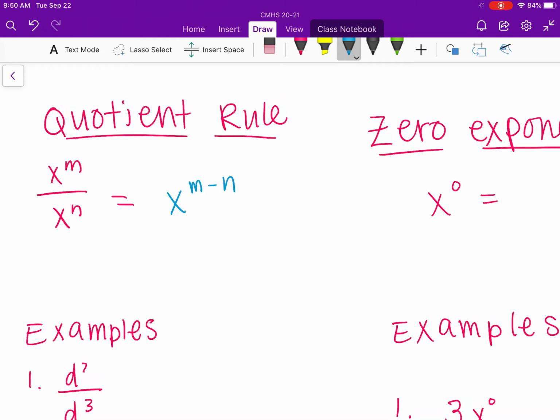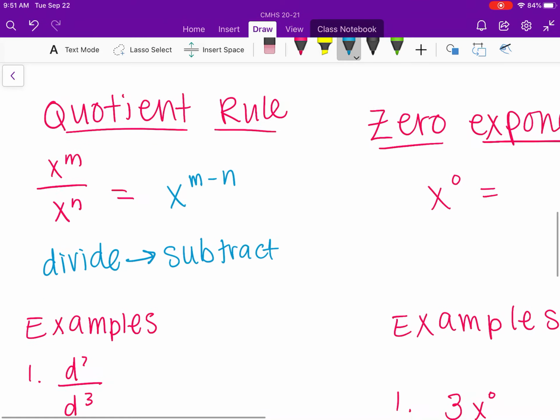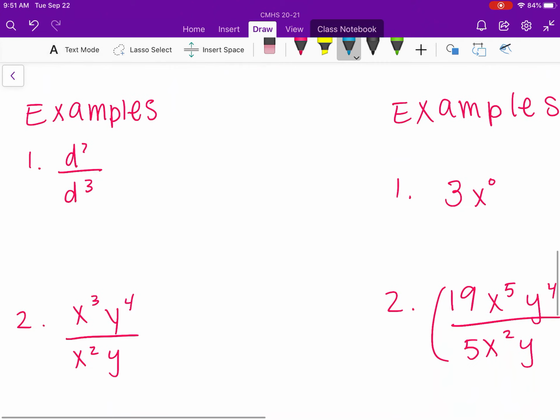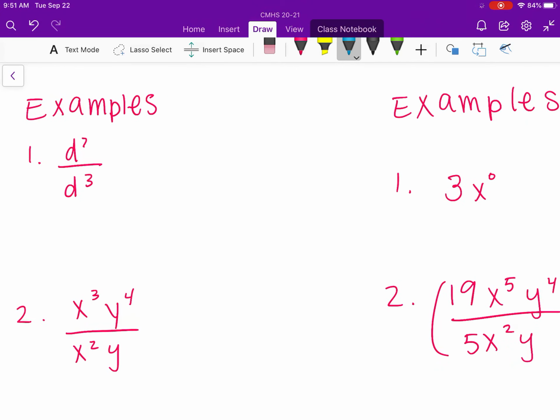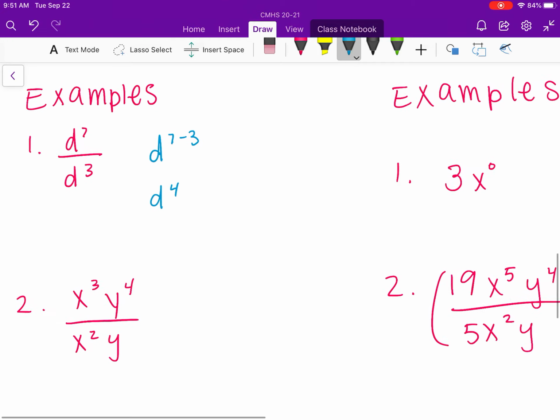So the trick here is divide actually equals subtraction. So if you're dividing, oops, I meant to draw an arrow. If you're dividing, you actually subtract. I'll show you what I mean down here in example 1. So d to the 7th over d to the 3rd is d to the 7 minus 3, which is 4. So d to the 7th divided by d to the 3rd is d to the 4th.